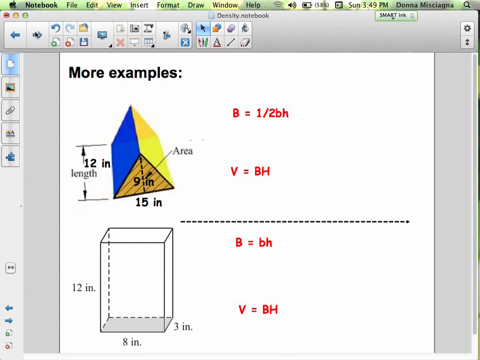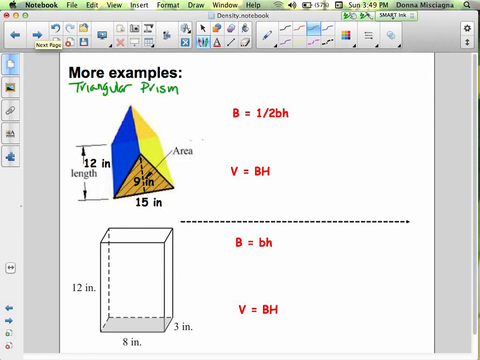Here's the next one. Now, the top one is not a rectangular prism. This is a triangular prism. How do we know it's a triangular prism? It has two sides that are triangles. If all the sides are not rectangles, whatever's not a rectangle must be the base. And of course, this is a prism because it has sides that are rectangles.